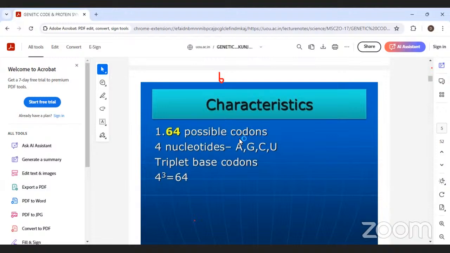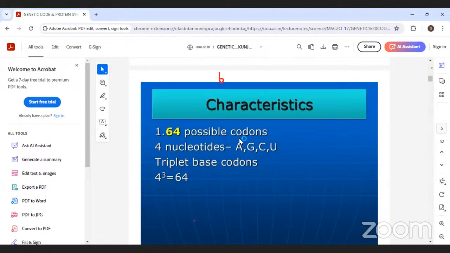Okay. The next problem is the breaking of the code. How to break the code? What does that mean? It means finding out which triplet stands for which amino acid.